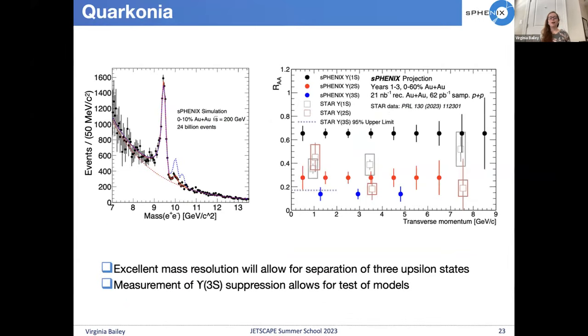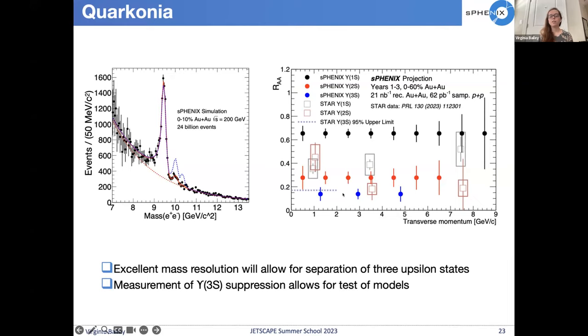I mentioned at the beginning the interest in quarkonia, especially the upsilon states. So sPHENIX will have really excellent mass resolution for doing these measurements in the dielectron channel, allowing for the separation of the three upsilon states. The models predict increased suppression as you go from the 1S to the 2S to the 3S states. And so we'll be able to really test these models by separating out these different states.